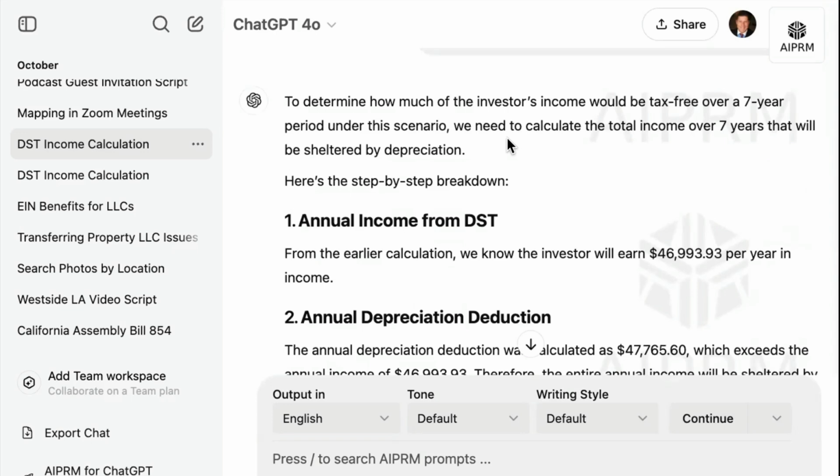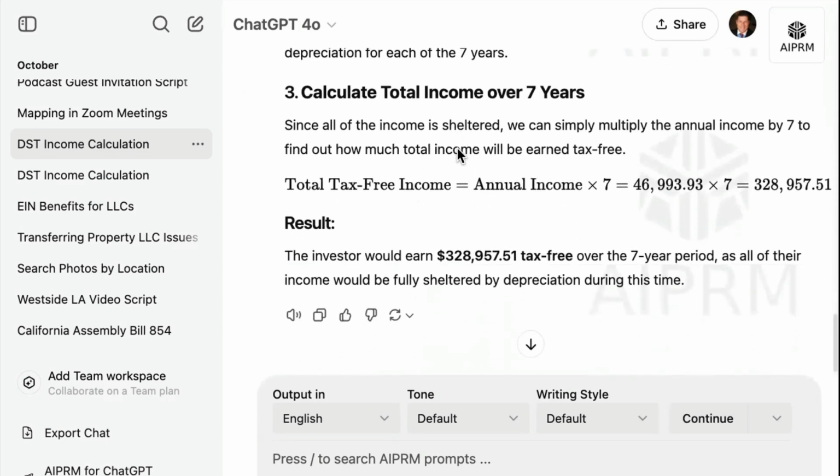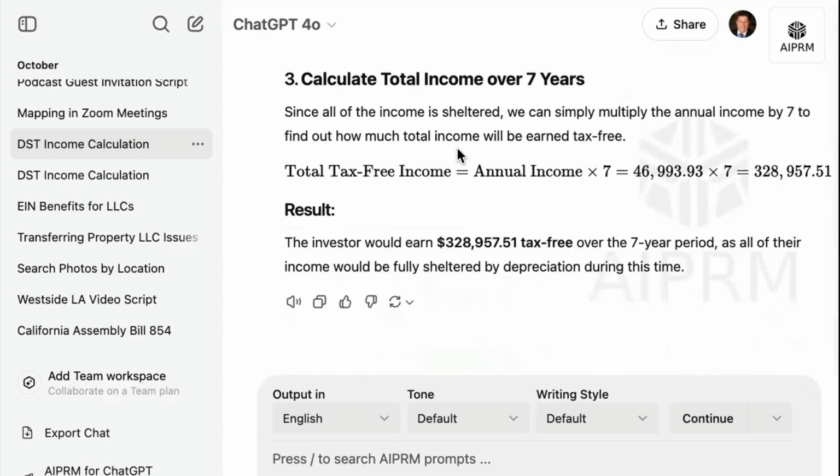Now, I'm not giving you legal or financial advice. You have to rely on your own counsel, your own CPA or accountant to verify all this information and do your own due diligence. But I can provide this information to your CPA. So basically, income calculated over 7 years from this investor investing $597,000 in a 1031 exchange at 7.75%, they are going to get, in 7 years, when this property is sold, they will have generated $328,000 of tax-free income. Not too shabby.